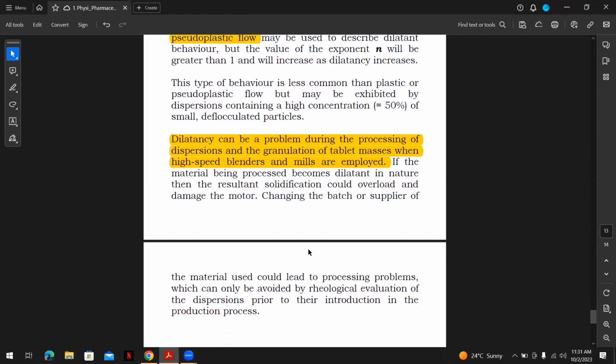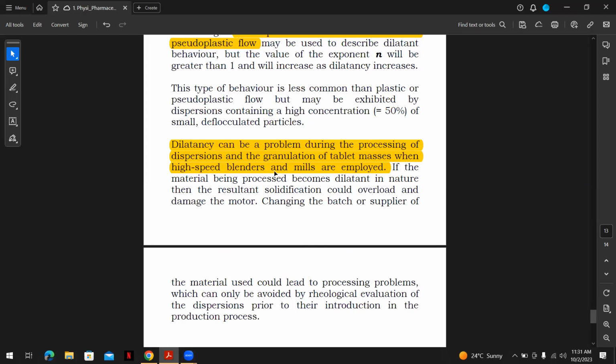Yes, so dilatancy can be a very, very big problem during processing of dispersions and the granulation of tablet masses when using high-speed blenders. You can imagine you're blending, you're busy milling, but your solution is just becoming hard. It's becoming harder and harder with the more blending and milling.